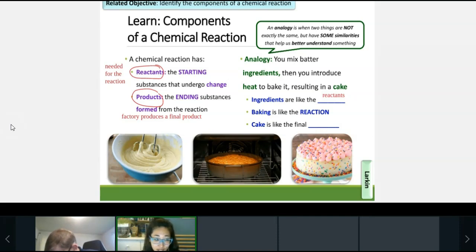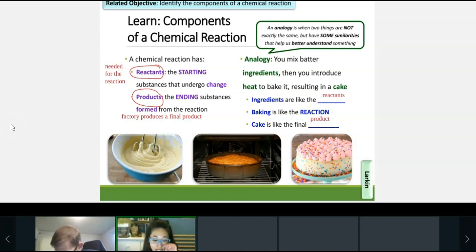And then finally, the cake is like the what? Tell me in the chat. The result here, the cake is going to be more like the what? Think about, is it what you start with, what you end with? And therefore, what's that vocab word? Yeah, this is going to be more like the product because this is what you actually end with. It is the final product.